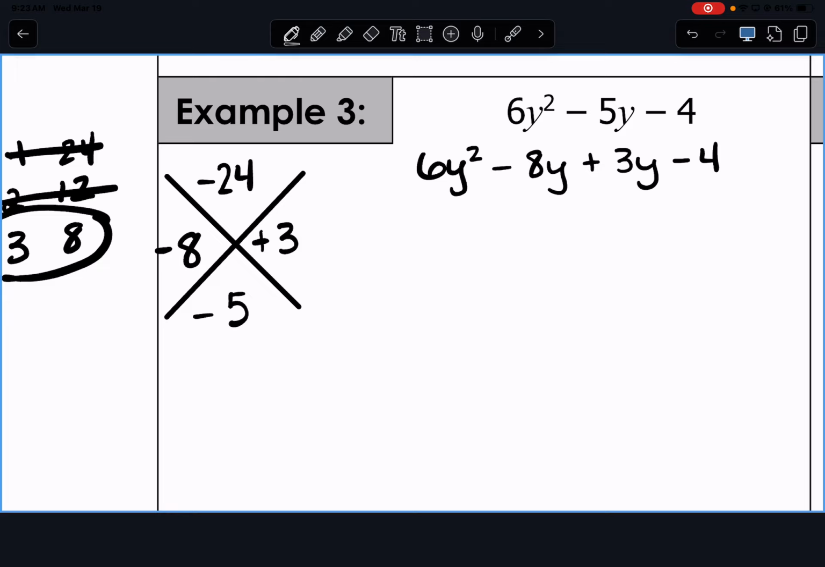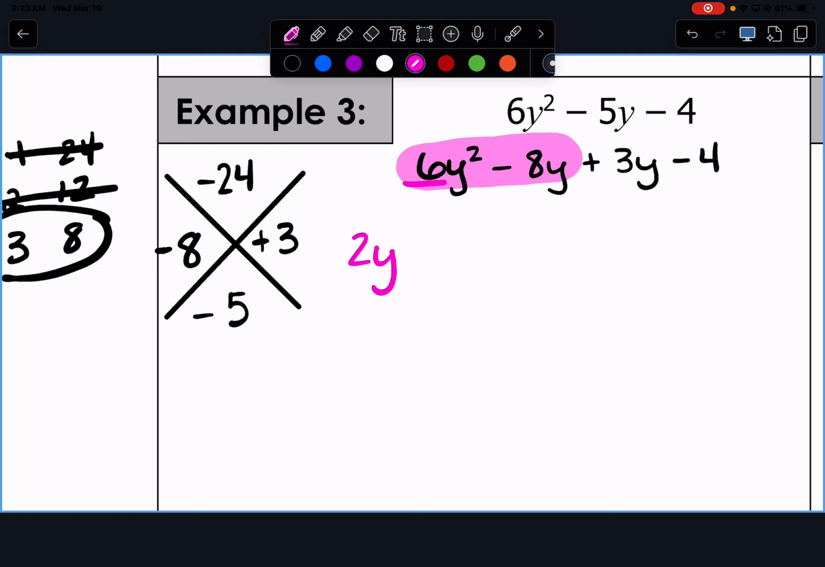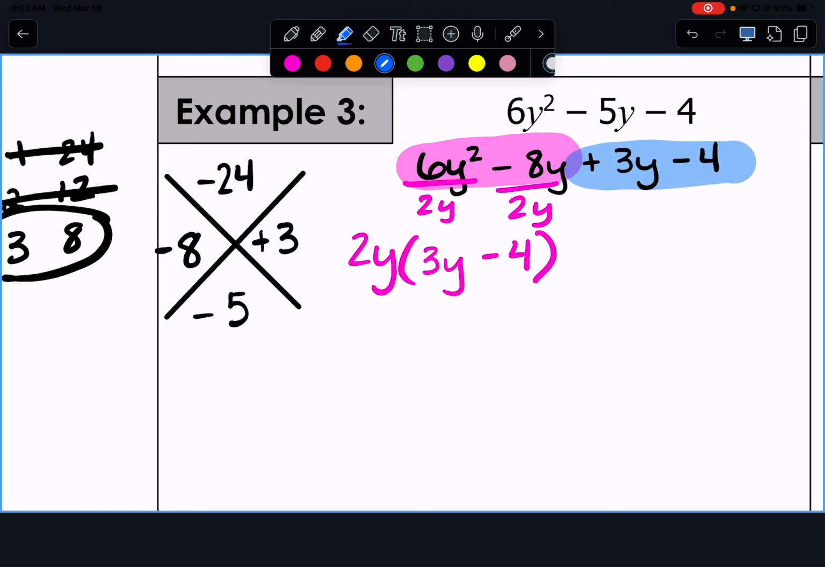It's too squeaky. All right, group the first two. What is our GCF for the first two? 2y. So if I take out a 2y, what is 6y squared divided by 2y? What is negative 8y divided by 2y? Negative 4. All right, for the second half of this, what is our GCF? 1. That's it. So we just do plus 1.